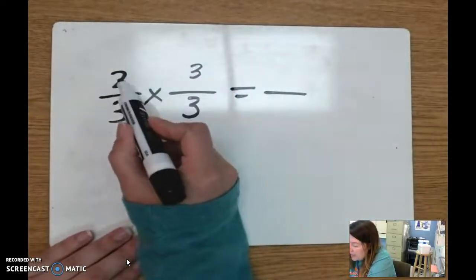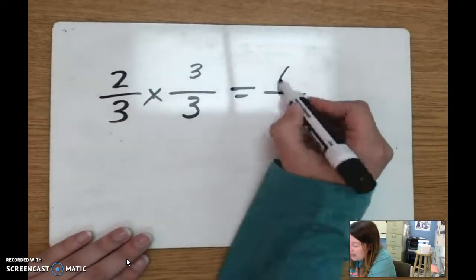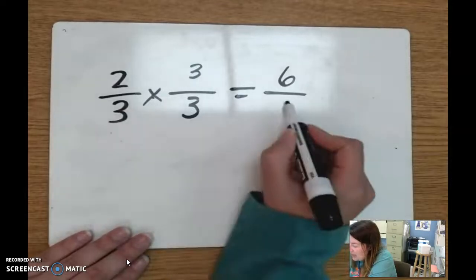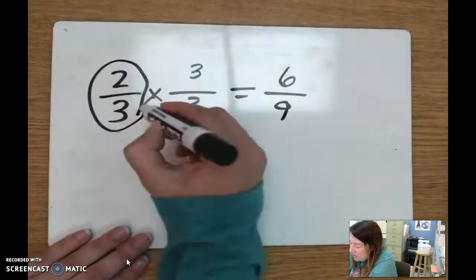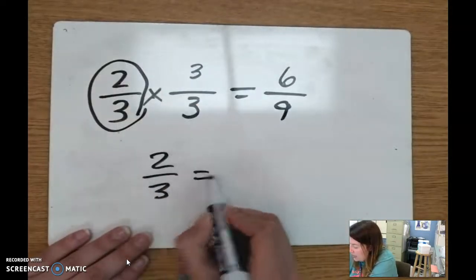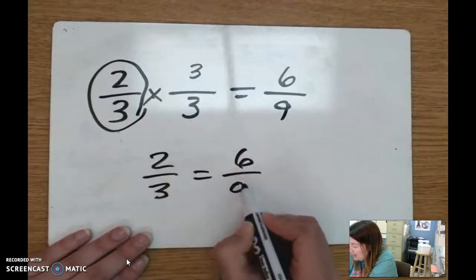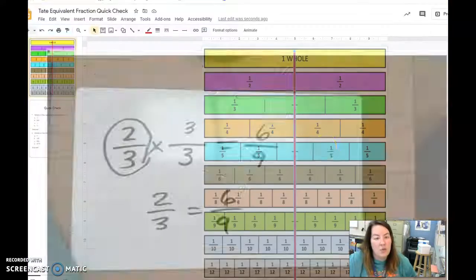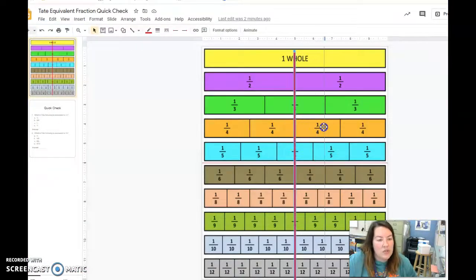So multiply across the top. 2 times 3 is 6. 3 times 3 is 9. So 2/3 should be the same as 6/9. Let's check that with our fraction strips, all right? Well, 2/3 is right here. Is that the same as 6/9 down here? 1, 2, 3, 4, 5, 6. Yeah, it is. So 2/3 is the same as 6/9.